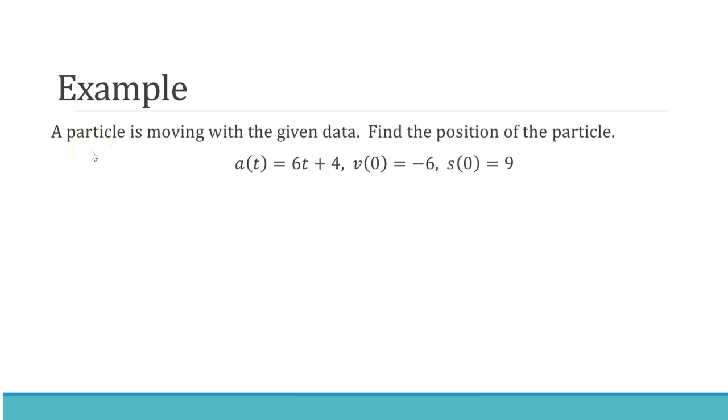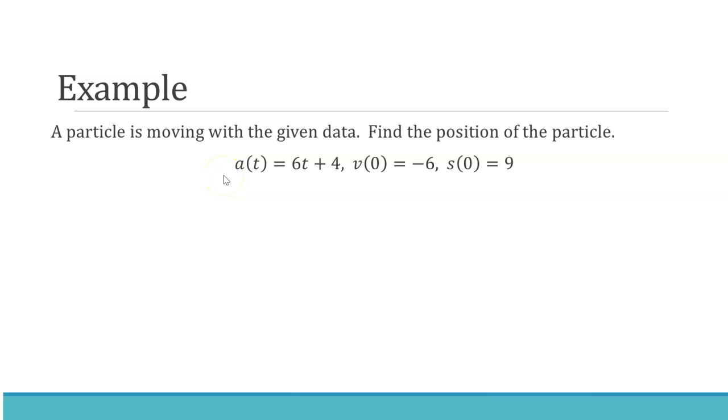Now in this example, we have a little bit of context. We're told that a particle is moving with the given data. Find the position of the particle. So here's what we're given. We're given acceleration. Acceleration is 6t plus 4. And then we're told that the velocity at 0 is equal to negative 6, and the position s at 0 is equal to 9. So we are given acceleration, one piece of information about velocity, the initial velocity, and one piece about position, the initial position.